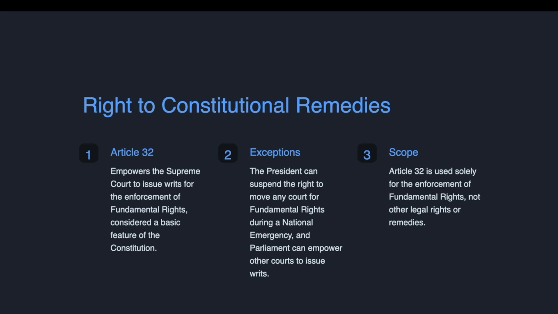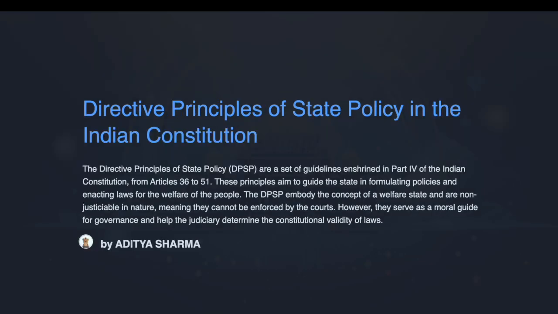The next is Article 32, which is also known as the right to constitutional remedies. It empowers the Supreme Court to issue writs for the enforcement of fundamental rights, considered a basic feature of the Constitution. An exception is that the President can suspend the right to move any court for fundamental rights during a national emergency, and Parliament can empower other courts to issue writs. The scope is that Article 32 is used solely for the enforcement of fundamental rights, not other legal rights or remedies.